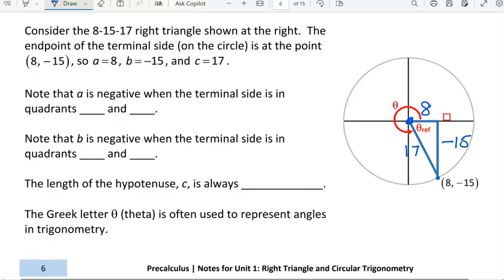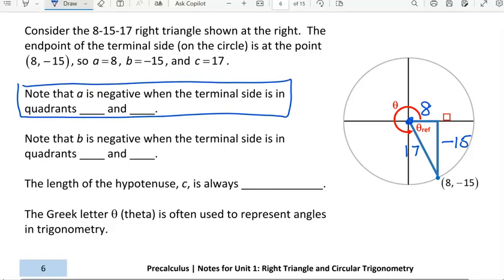Okay, so let's take a look at some of these statements over here. I want you to notice something about A. A, which is the x-coordinate of the point, is going to be negative whenever we are in quadrants 2 and 3. That is to say that our x-coordinate is negative when we're on the left of the origin, so in quadrants 2 and 3.